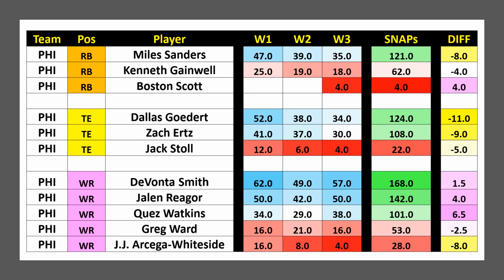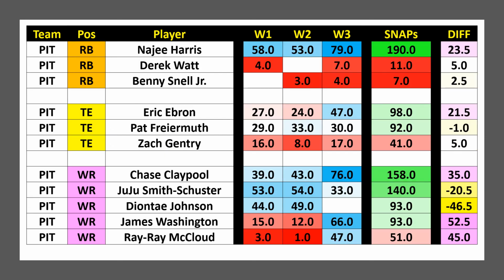Sanders, 35. Goodness. But Gainwell has not made any headway against him. Goddard and Ertz, almost the same. It's 1A, 1B. So if you took Goddard early, you're not happy about this at all. Smith, Rager, and Watkins, 1, 2, 3. I think that's pretty much how it's been. No changes there.